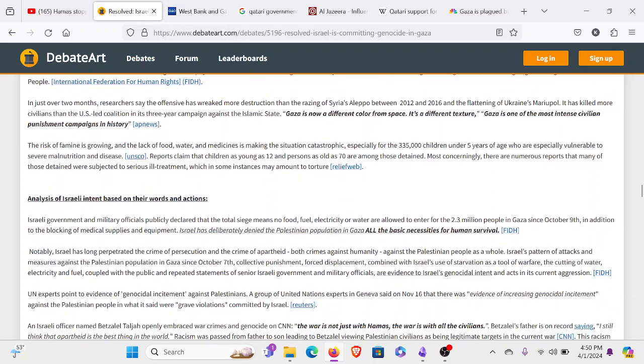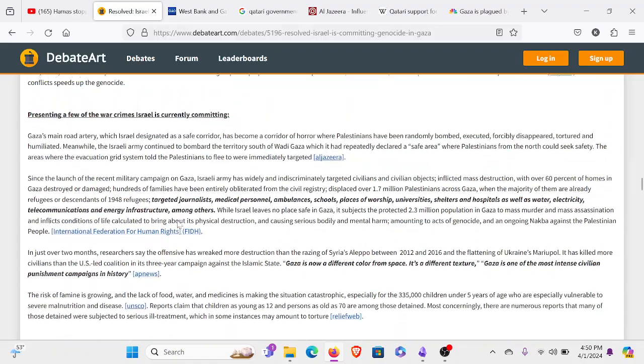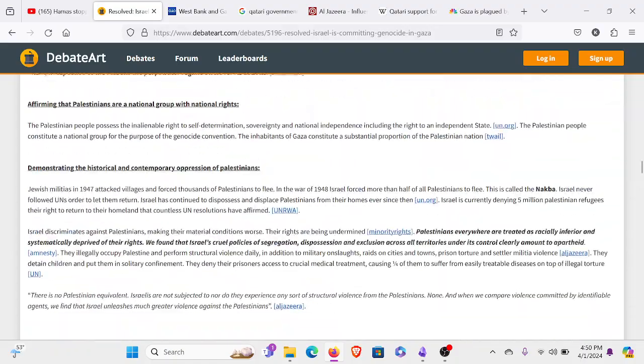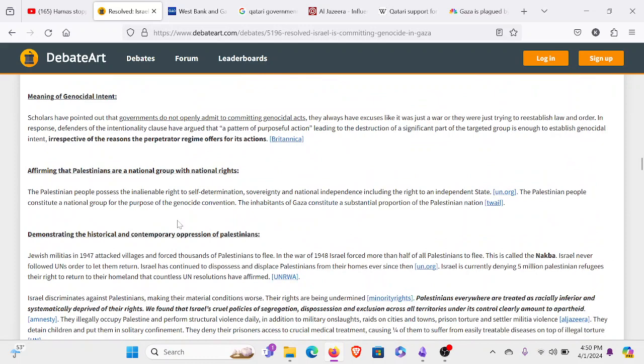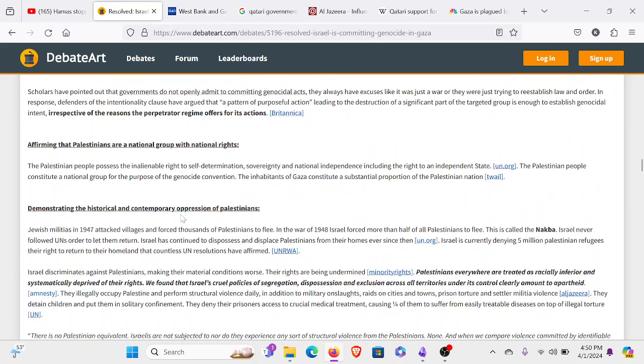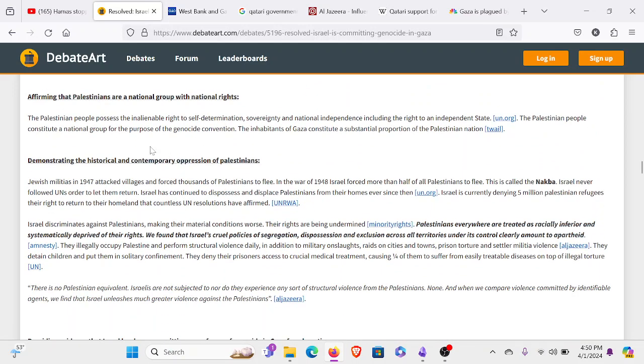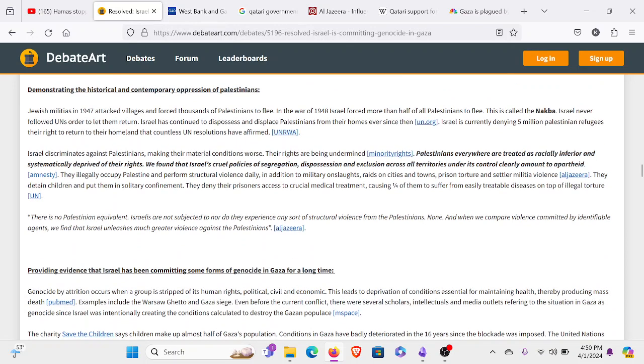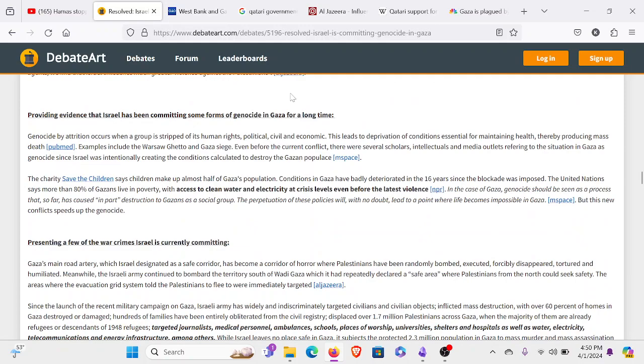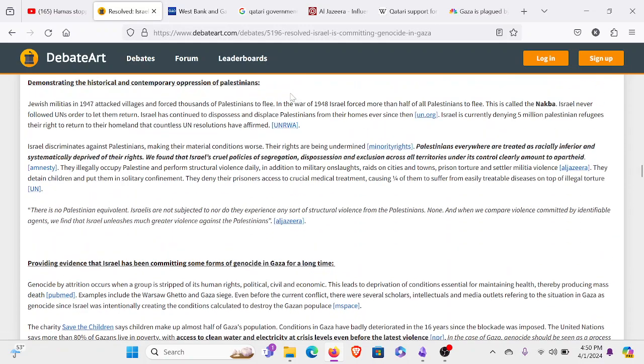And the IDF is obviously going to have some reason to use propaganda here. Not that propaganda is necessarily incorrect or lies necessarily either. So, as a national group with national rights, we don't need to go over that. Demonstrating historical and contemporary oppression of Palestinians. Again, it doesn't matter. None of this matters. That doesn't prove genocide. No, it'd be nice if it did. You'd win, but it doesn't.